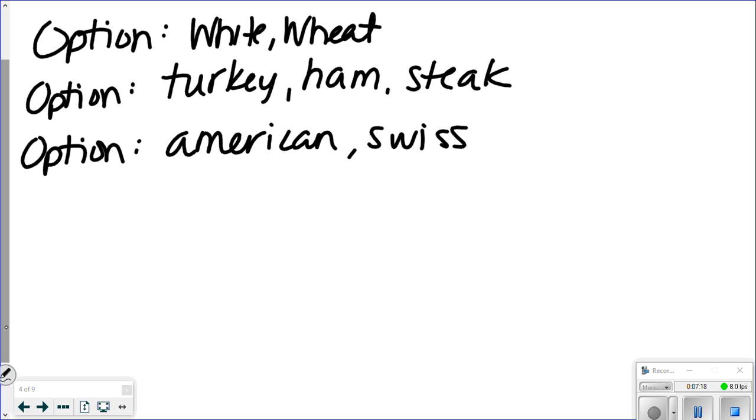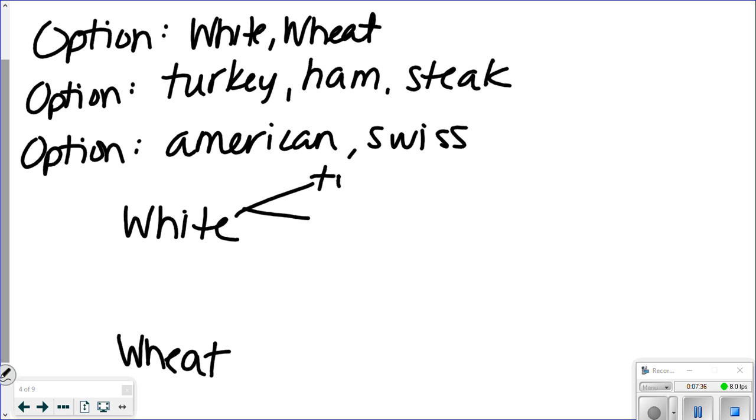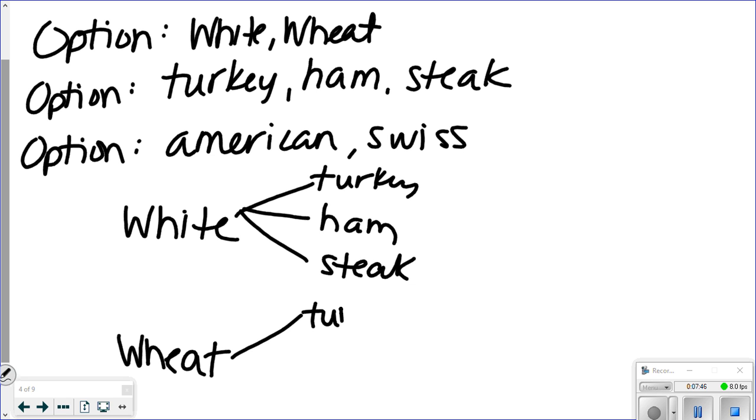All right, so this is how it's gonna work this time. We're gonna start with the first option. 2 options, white and wheat. Okay, now let's go to the next option. You could have white and turkey, white and ham, white and steak. You could have wheat and turkey, wheat and ham, wheat and steak.